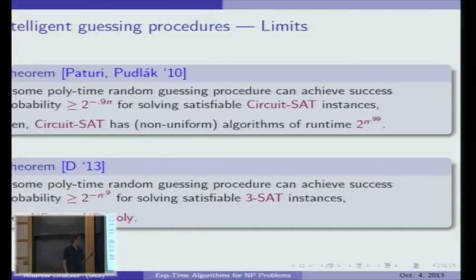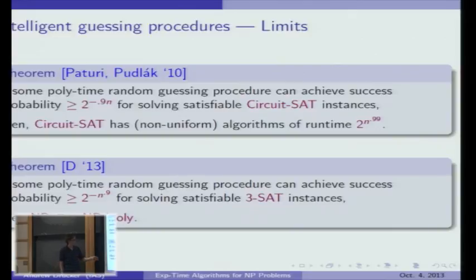And so earlier this year, I proved a similar statement for 3-SAT, an easier problem than circuit SAT. I say, well, suppose you could get a polynomial time random guessing procedure, like the one we saw, that got success probability, say, 2 to the minus n to the 0.9, or something less than 1 up there. So I'm asking for a better advantage over random guessing than their result asks for. But I'm only asking for this better advantage on an easier problem, the 3-SAT problem.